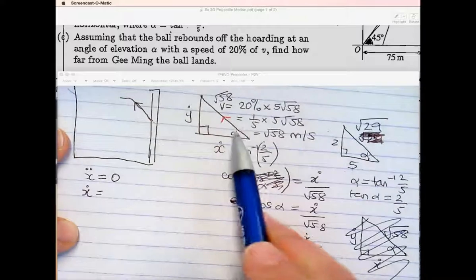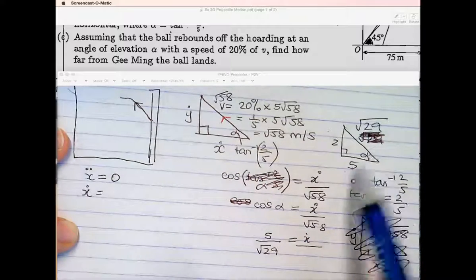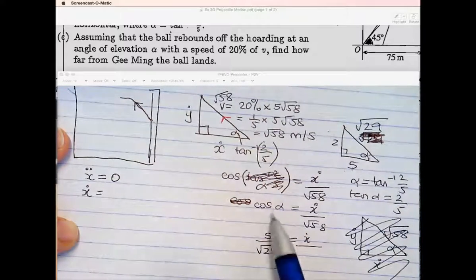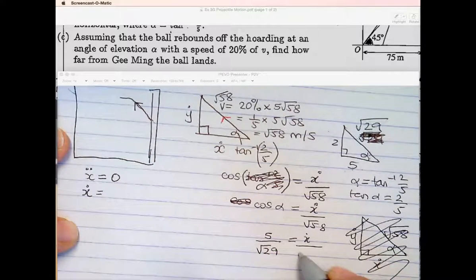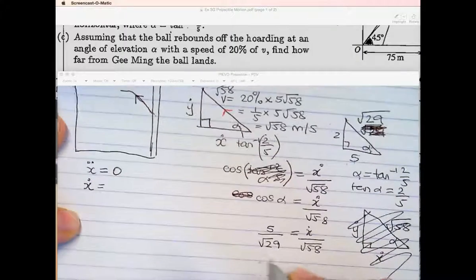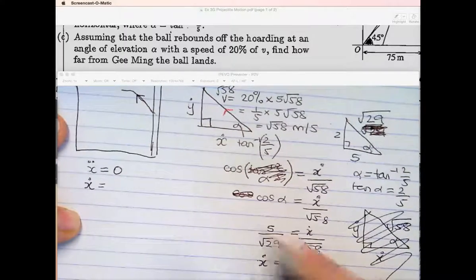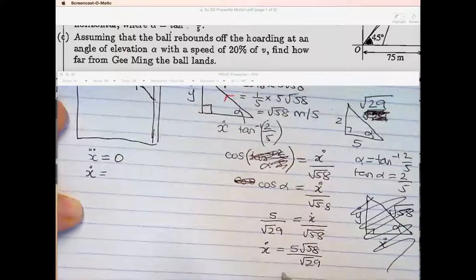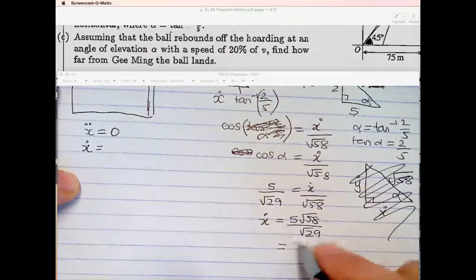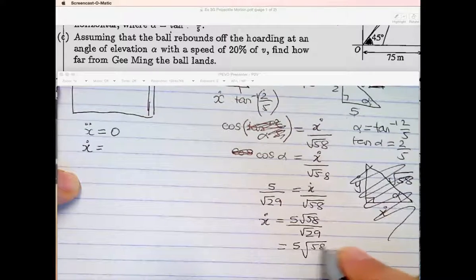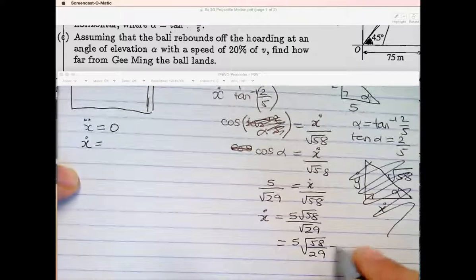So I go cos of alpha. Now cos of alpha, according to this, is 5 on root 29. So cos of alpha is x dot on root 58. Are we okay now? So therefore, sorry about the mess, x dot is 5 root 58 over root 29. Girls, what can I do with the root 58 on root 29?